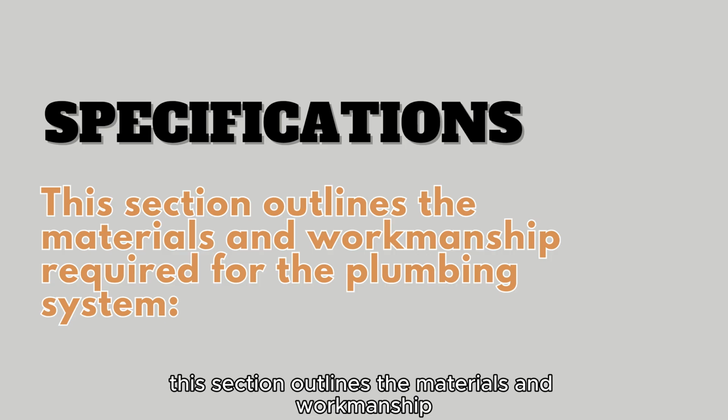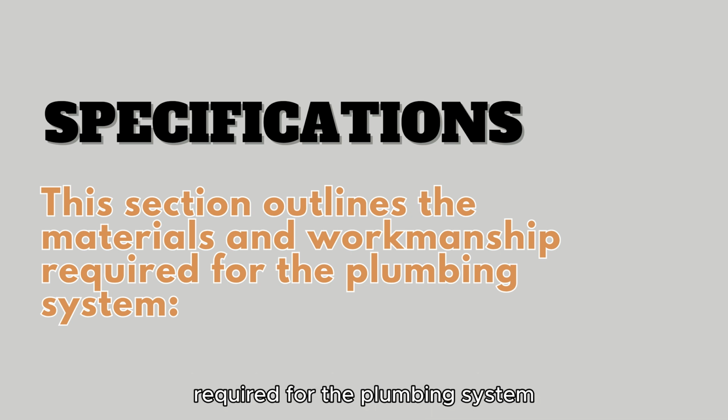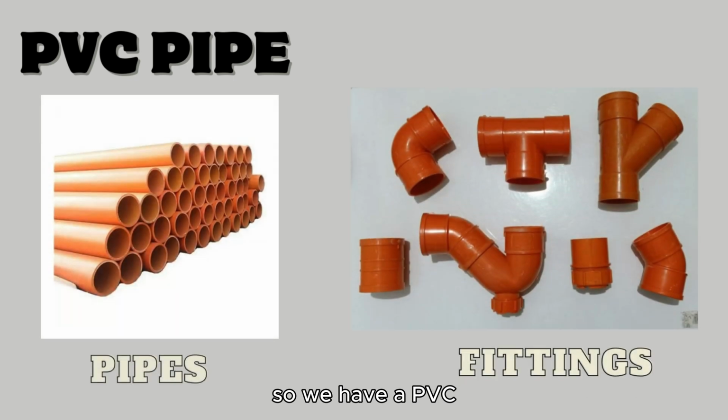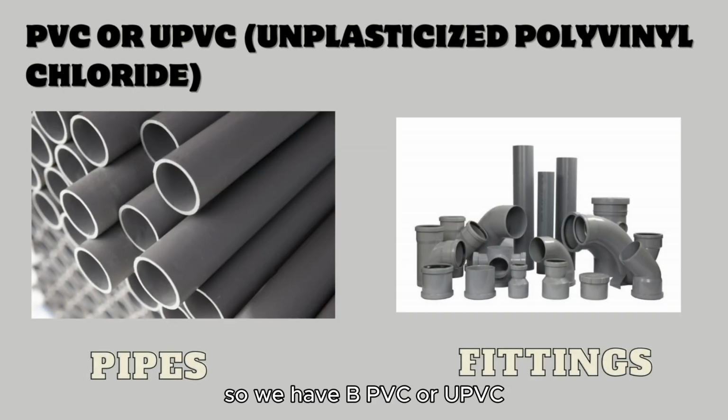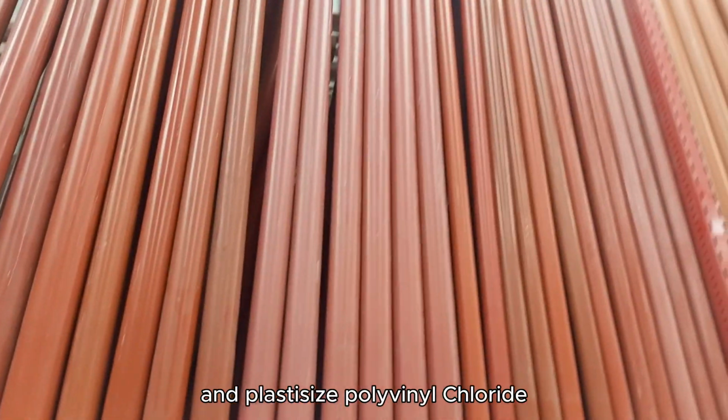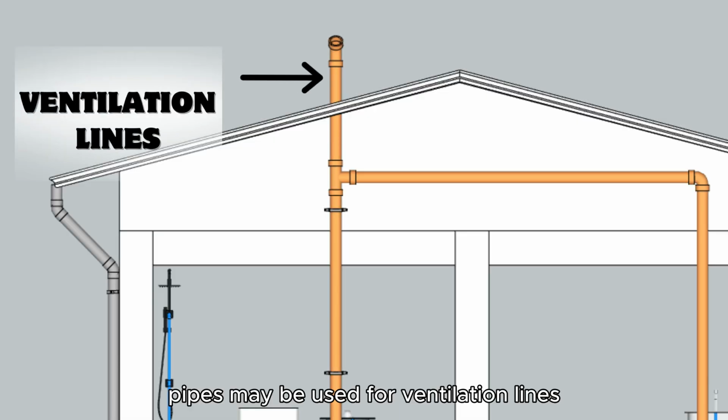Number 6, specifications. This section outlines the materials and workmanship required for the plumbing system. So we have A, PVC pipes and fittings shall be used for all sanitary drainage systems. B, PVC or UPVC, unplasticized polyvinyl chloride, pipes may be used for ventilation lines.